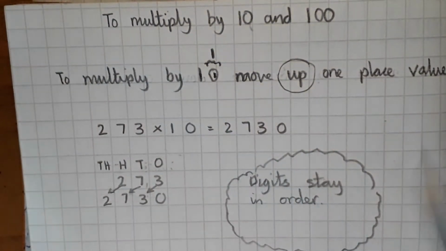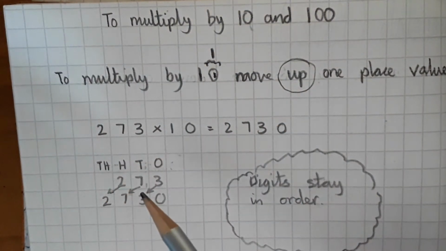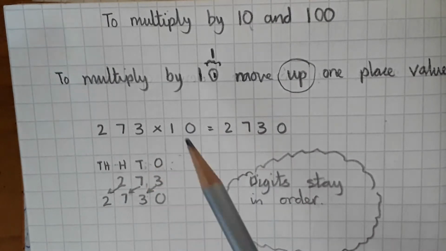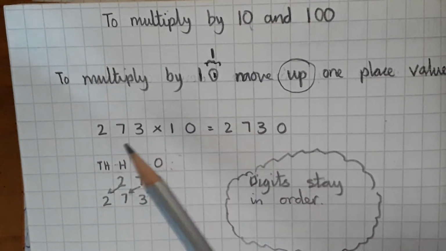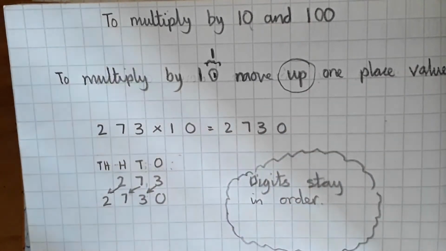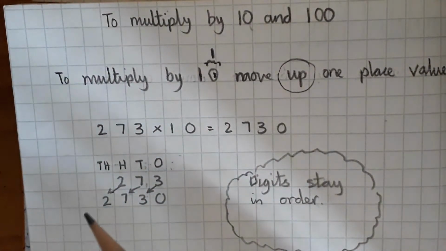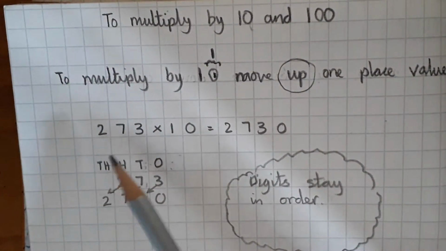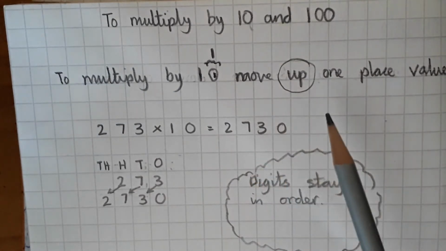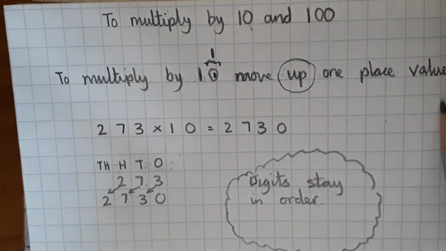Okay, so this is what you should have in your maths diary. This is the top half of the page for multiplying by 10 and 100 that we did. So we're just going to whiz through quickly. To multiply by 10, you move up one place value column.